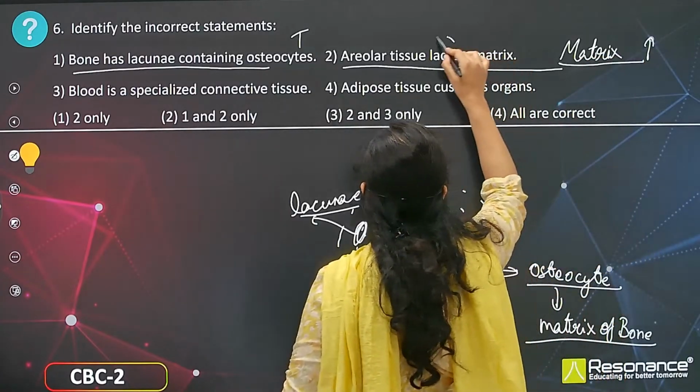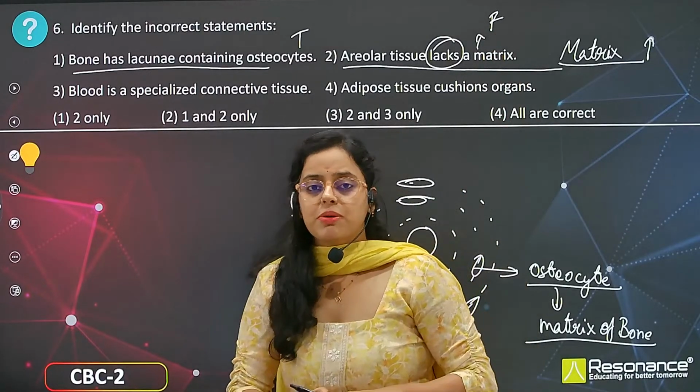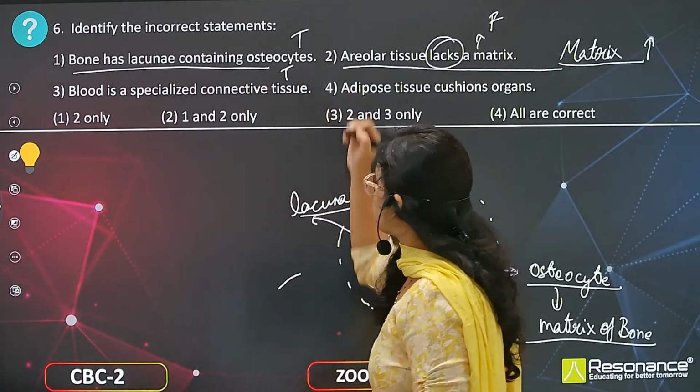Okay, so lacking a matrix, which means it is a false statement. Blood is a specialized connective tissue. True, again it is true.